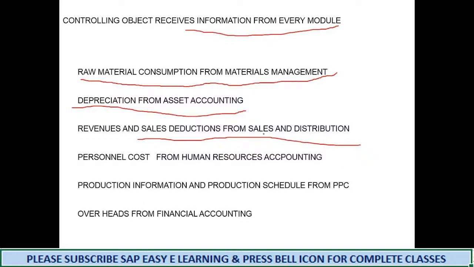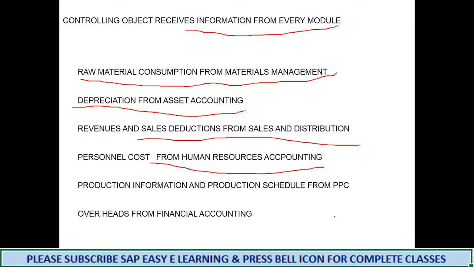Then personnel cost from human resources accounting. There is one module in HR which is called payroll accounting. The user in HR will execute the payroll every month. He runs the payroll every month. As a result, salaries account, contribution to PF, contribution to ESI and other legal funds, wages accounts are updated in the general ledger. From the general ledger, they are transferred to the controlling component.